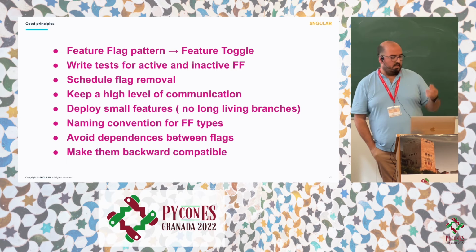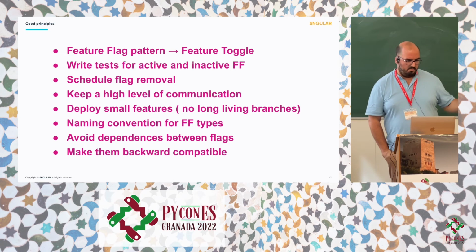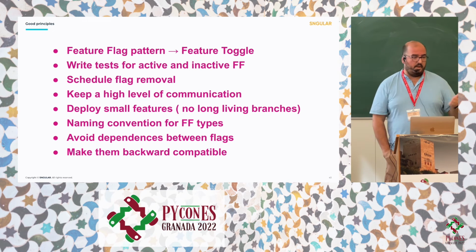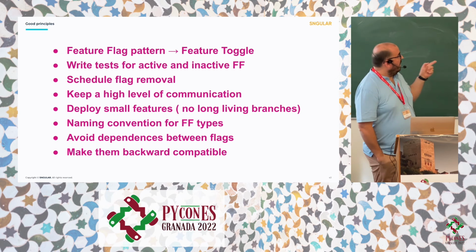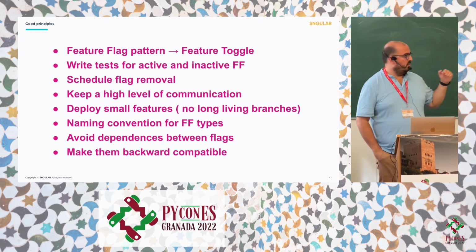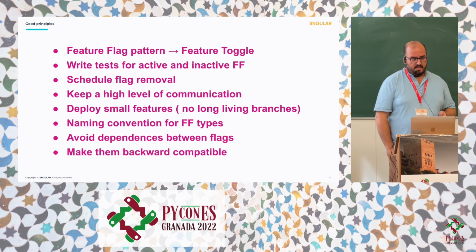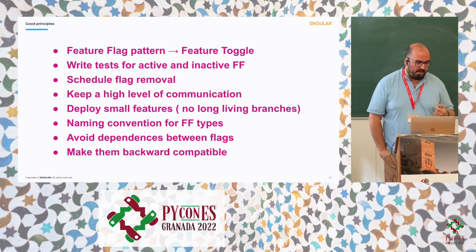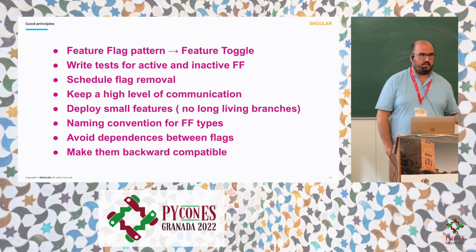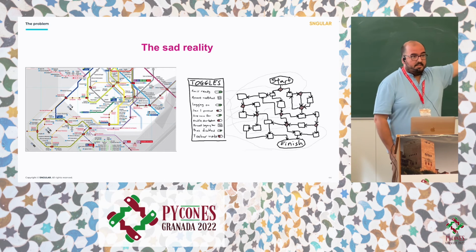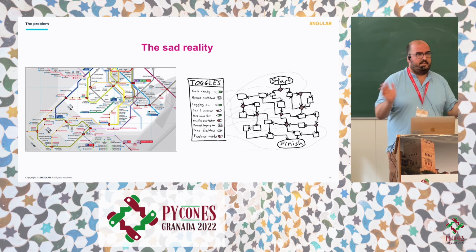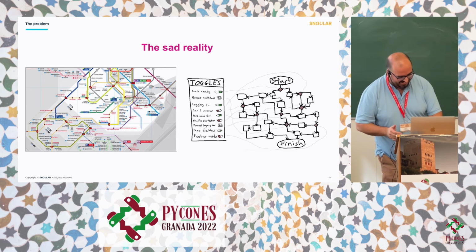Deploy small features. Again, small pieces managed by feature flags. Naming compensation for deploy, for operation feature flags, use it. Keep the logic simple. Don't change feature flags. And try to always be backward compatible. We don't want that. You don't want that. Really.